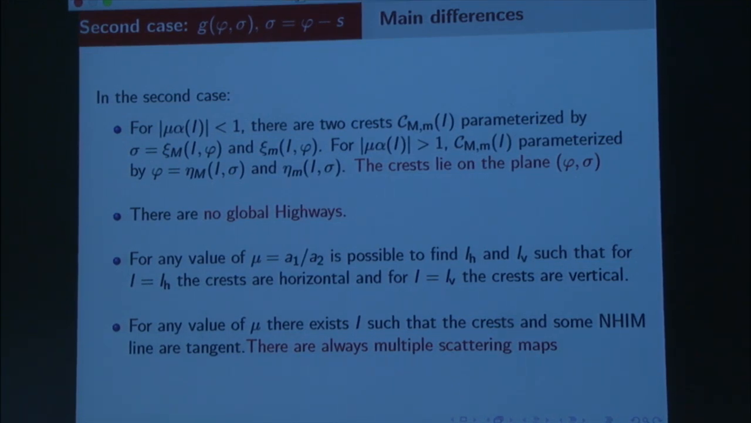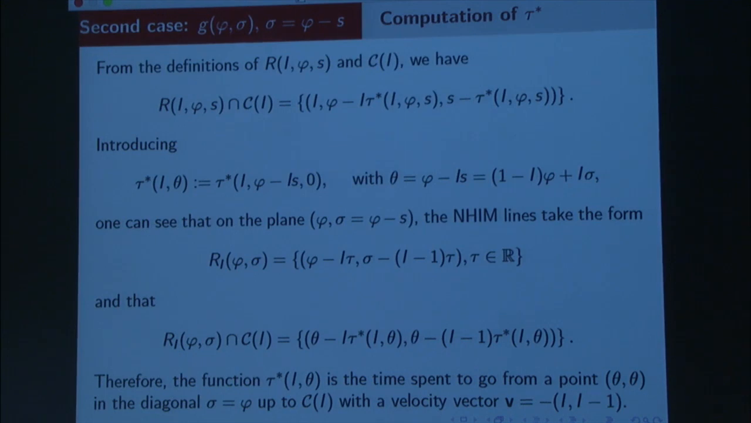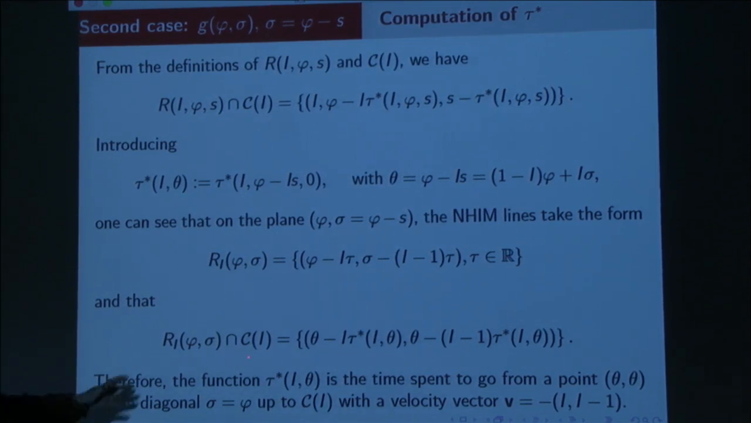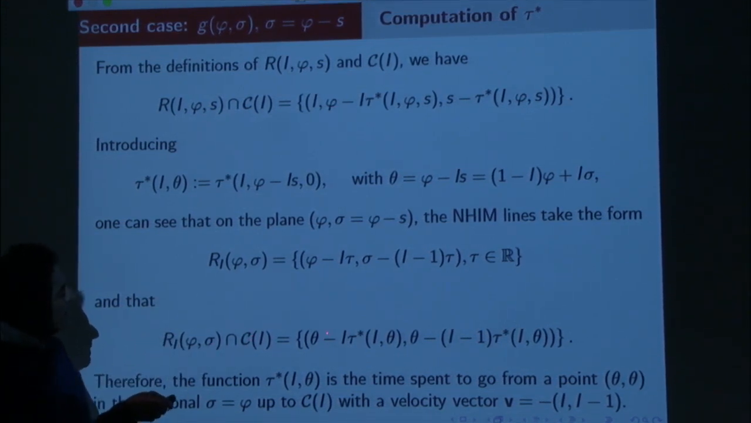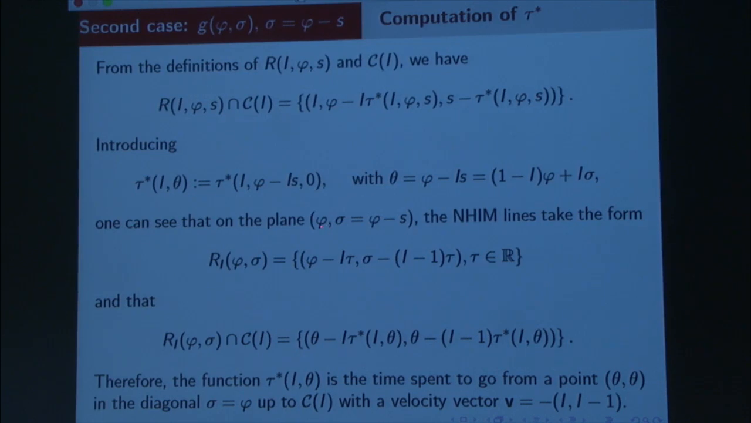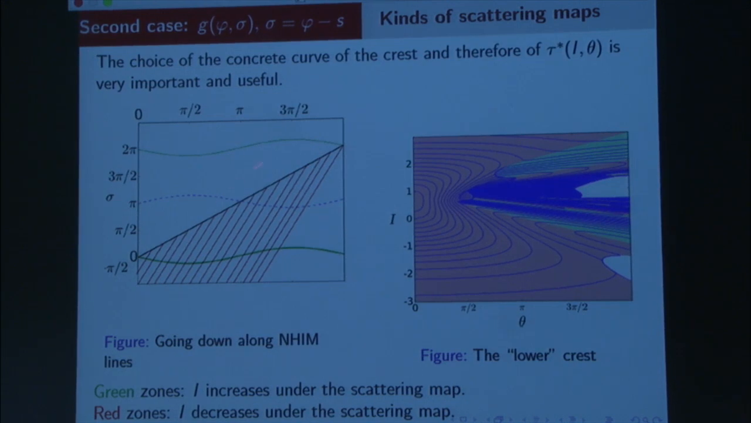I can explain to you the details, but I think it's better to tell you how I can get all the scattering maps. Now I have to change from the space of phi s to a space of sigma that appears here. If I do all these computations, it appears that the intersection of the lines with the crest begins in the diagonal in the plane phi and sigma. And so this means the following. Let me tell you the main idea.